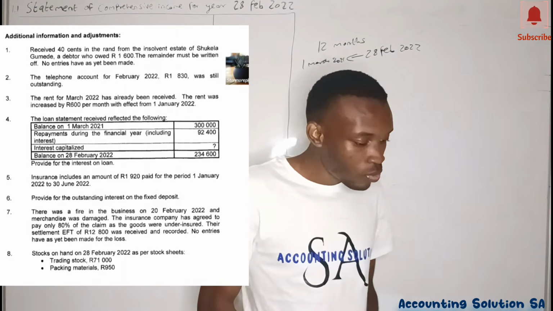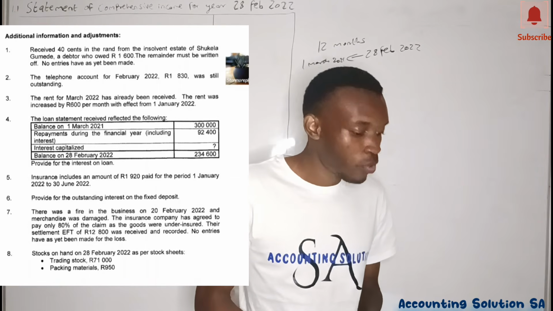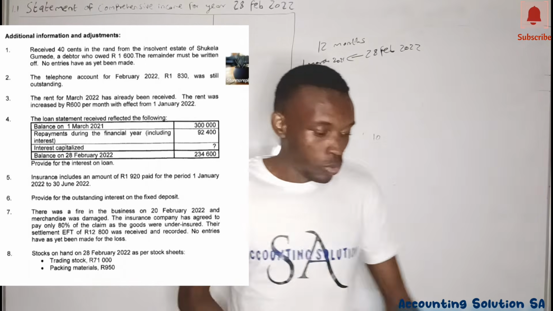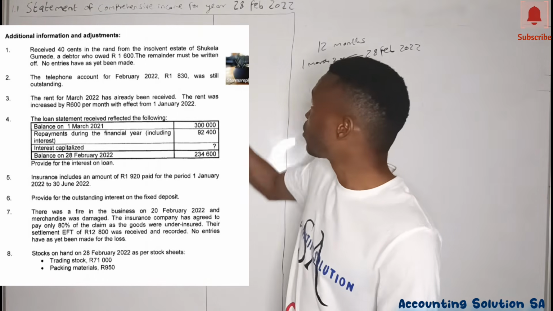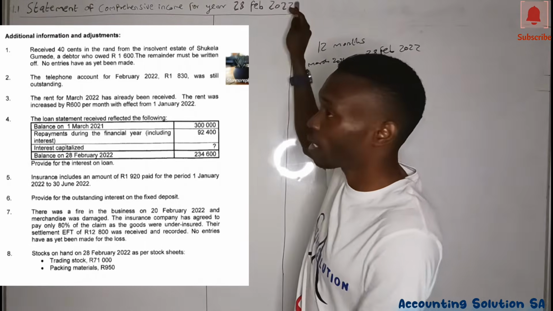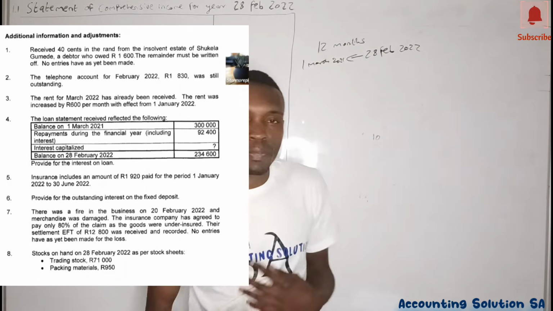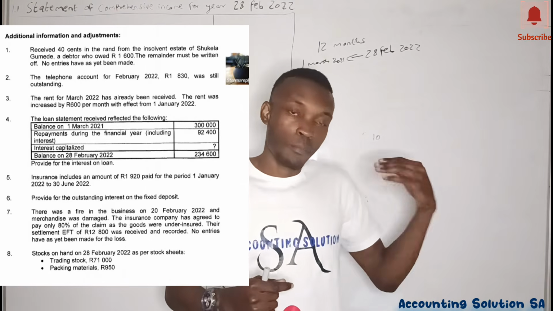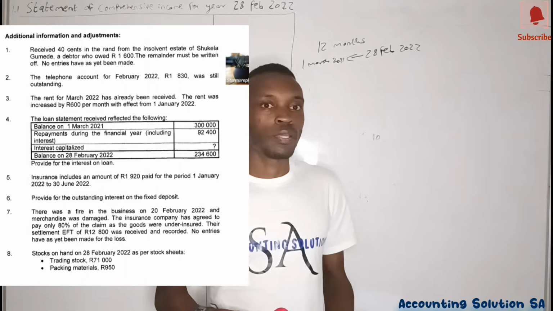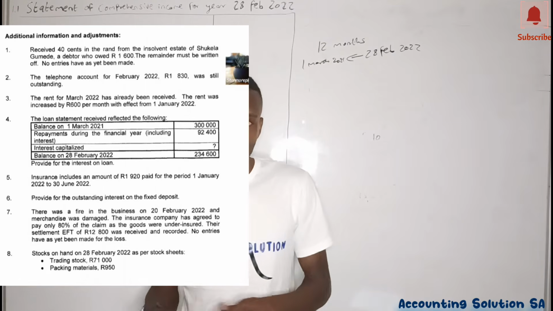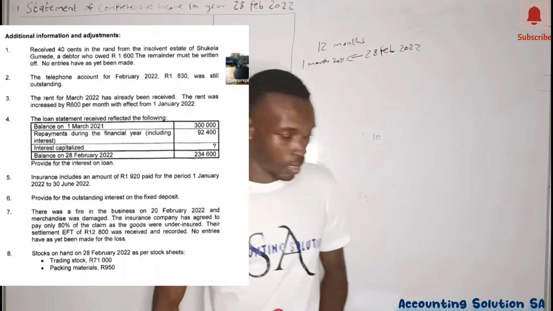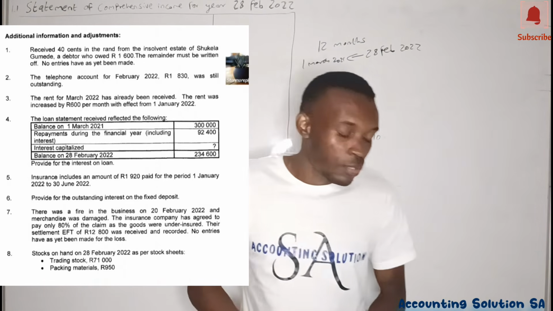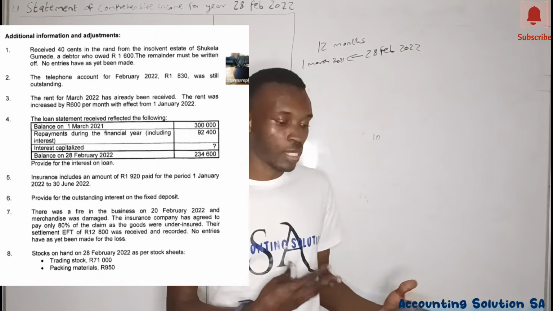Okay, insurance includes an amount of 1,900 paid for the period 1 January 2022 to June 2022. June is above what? 28 February. It has exceeded, which means that it's not complying with what? Matching concept. We have to go and subtract those months from March up to June, because it's more than 12 and we have to record only 12 months.